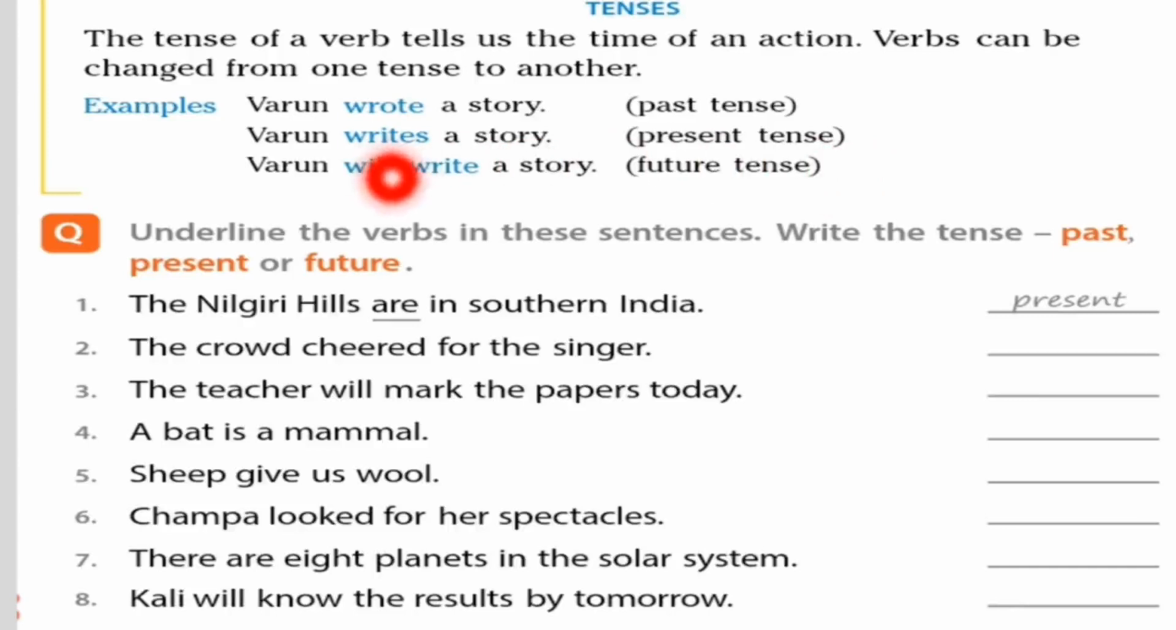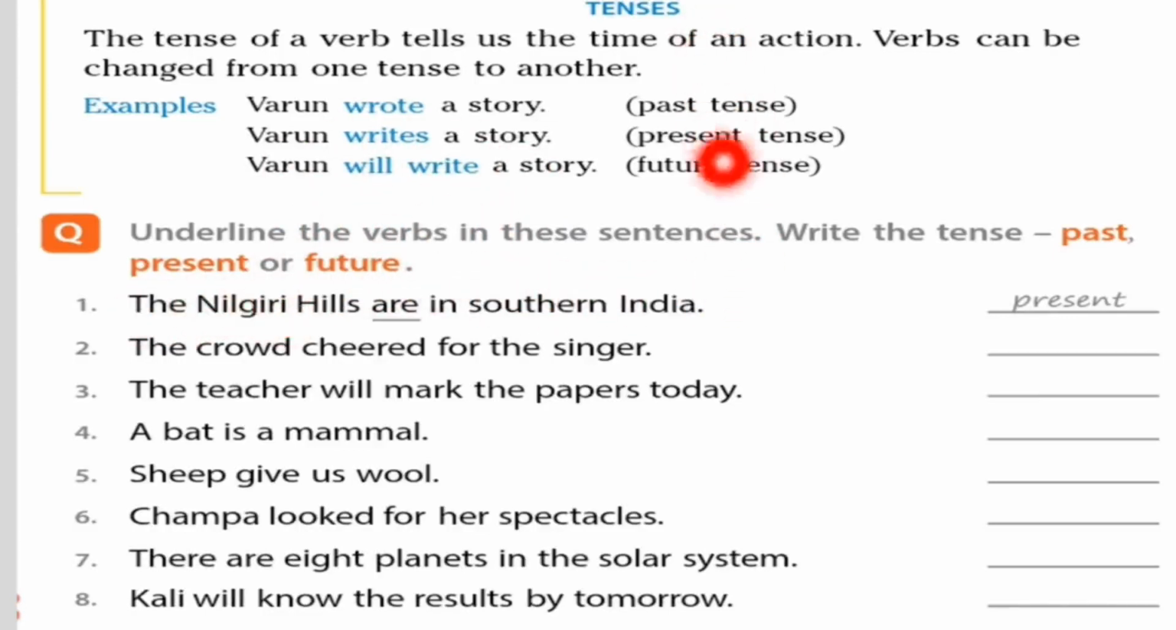It shows about the present time. Varun will write a story. That is a future tense because it tells that Varun will write. Will write shows the future action, not now, and not something which happened yesterday. It is a future action.